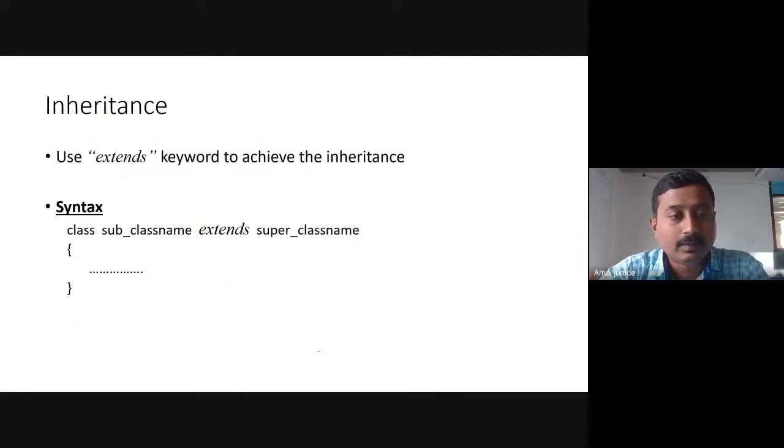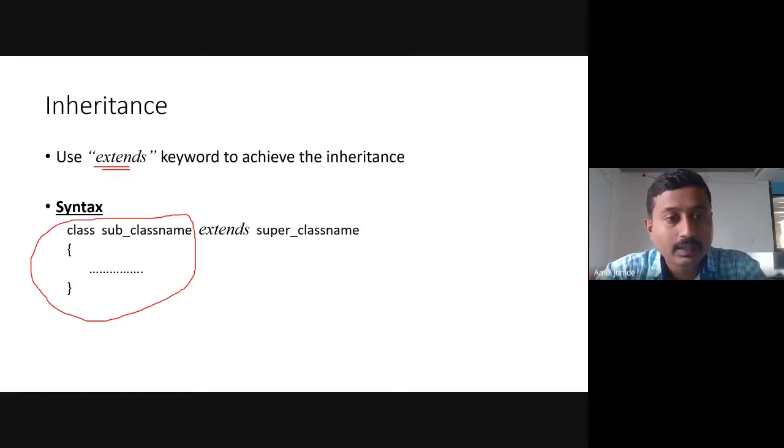Now, what is the syntax? How to achieve inheritance? For that we use the extends keyword. We have seen the list of 50 keywords, and extends is one of them. So the syntax is the regular one: class, you replace this with the name of the subclass, extends, then the superclass name, which is the class you want to extend. That's it. Take a screenshot of this.